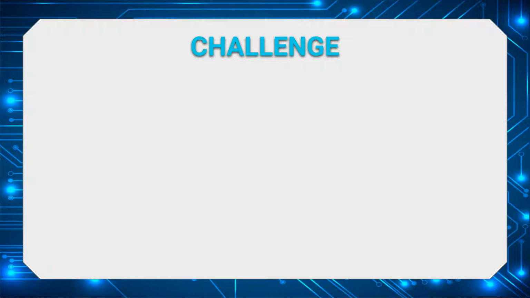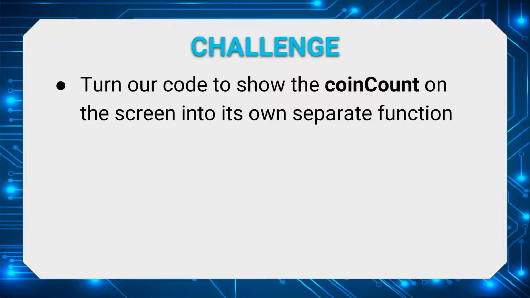Here's your challenge for this episode. I want you to take the code that we just made to show the coin count on the screen, and I want you to turn this into its own separate function. If you remember back to the beginning of the series, I told you that we want to keep as little code as possible within our draw function. The simpler we keep that draw function, the better organized our code is going to be, the easier it is to figure out what's going on. And if we do have problems, we can isolate it to different separate functions in the code.